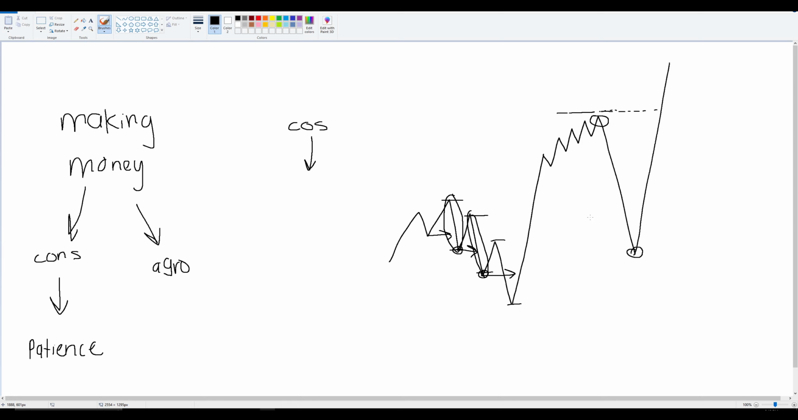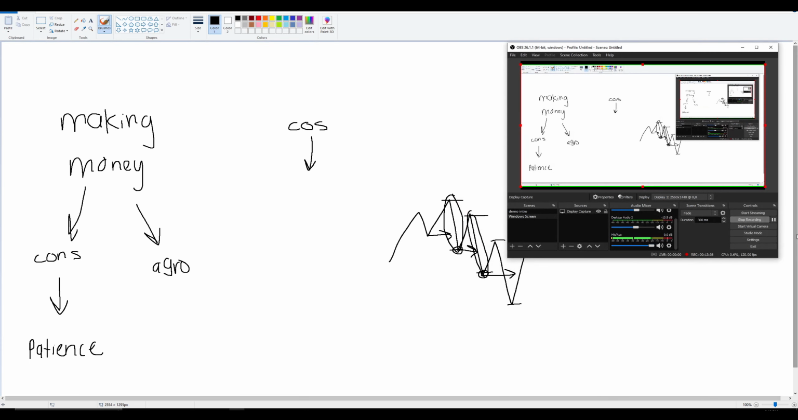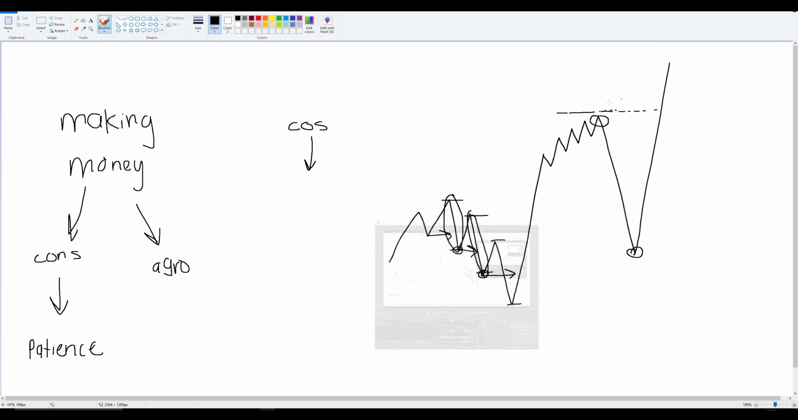A lot of your issues in trading have nothing to do with technicals. It's all about your psychology, that's if you have the technicals down, of course. Oh, sorry about that. Something happened. So, the topic we're talking about is patience right now.